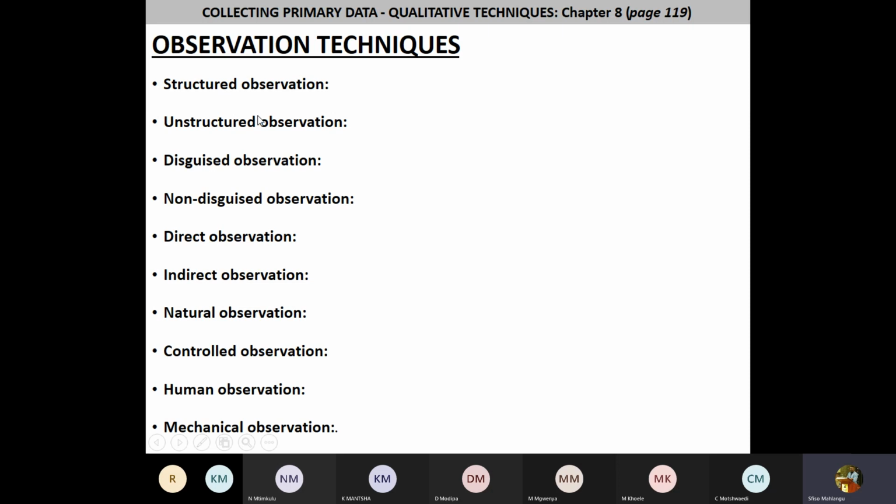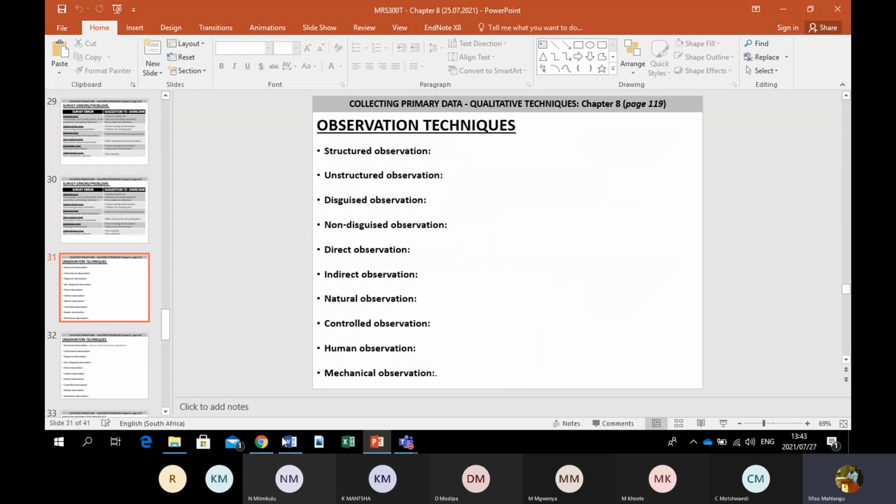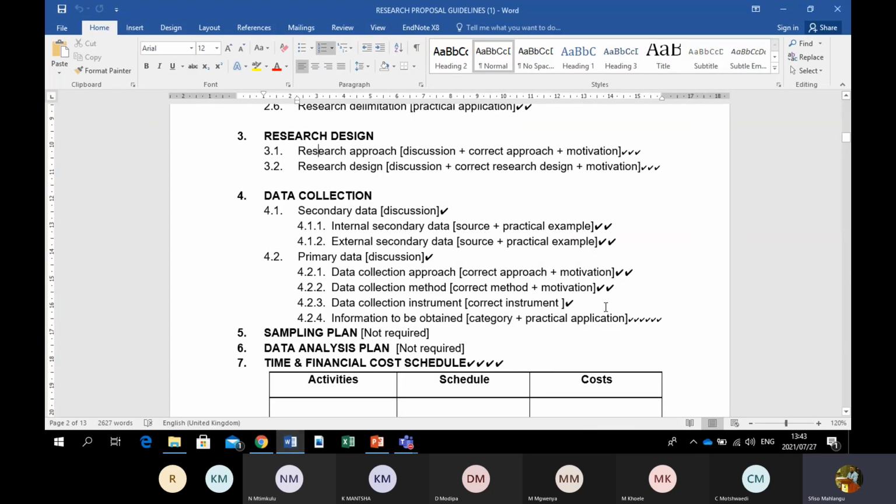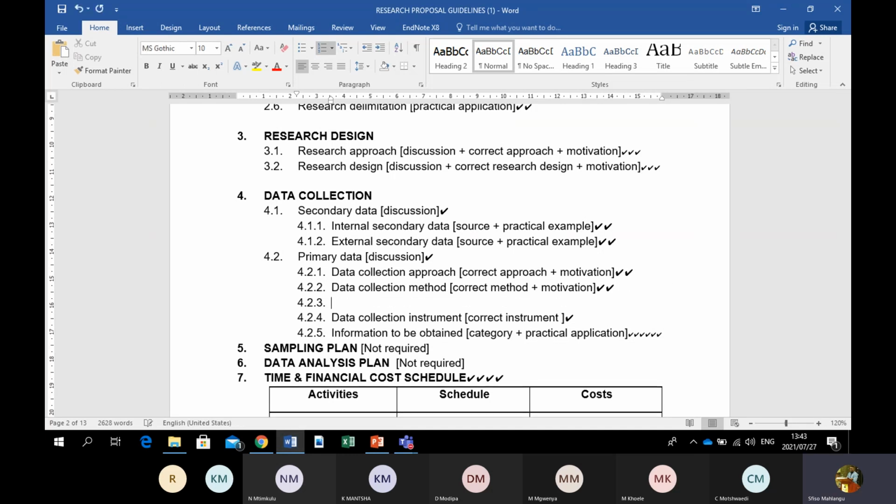You don't have 10 techniques once again, ladies and gentlemen, here. You've got the difference between 1 and 2, difference between 3 and 4, difference between this and this one. But you only have one observation technique. So how do you do this in a research project? Let's say this is our research project. And here we said our data collection approach is observation.